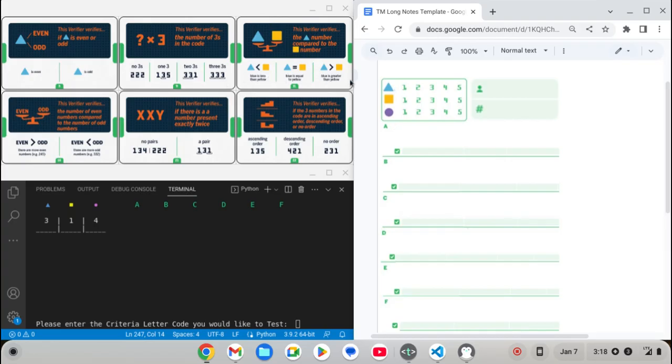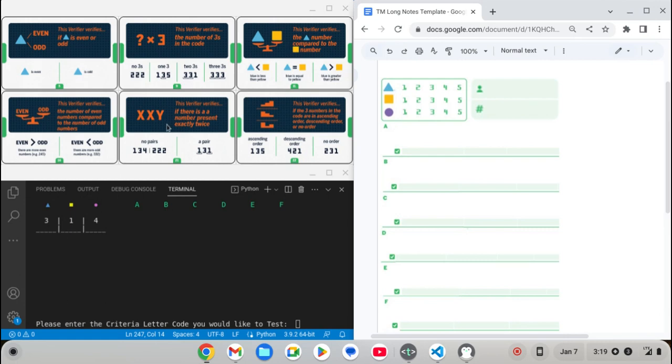Criteria card C will take a look at our first 2 digits, triangle and square, and compare them. So should the value of triangle be less than square? Should they be equal? Or should the value of triangle be greater than square? Criteria card D again takes a look at our 3-digit solution, except this time the Turing Machine will let us know a little bit about the ratio of even to odds. Should there be more even than odds, or should there be less even than odds?